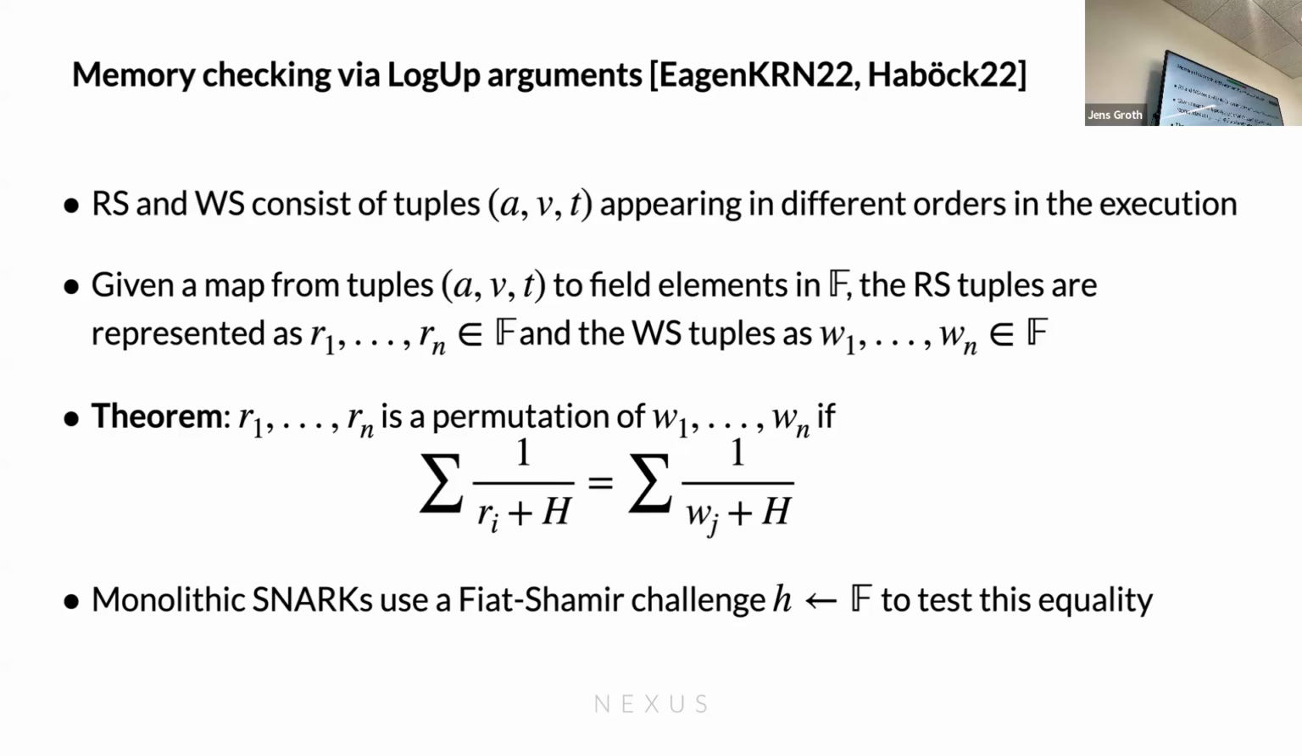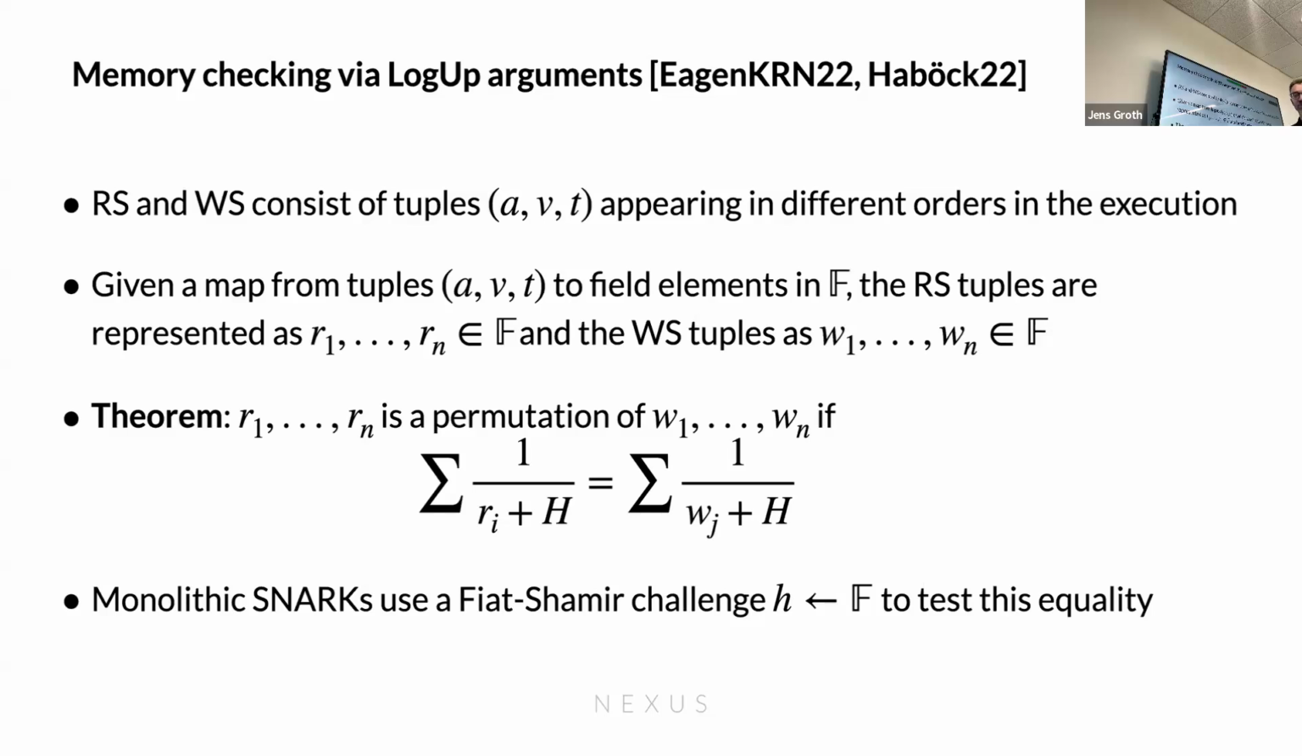Okay, so there's a nice theorem dating back from Bécken and others, and also concurrently in a work by Haberg, that says that this is actually a permutation. So these R values are a permutation of the W values if this equation holds as a formal fractional polynomial. The standard way of using that, a well-known technique used in many proof systems, is you use Fiat-Shamir, you pick a random field element H, you plug it into this equation here, sum everything up, and make sure that they balance.